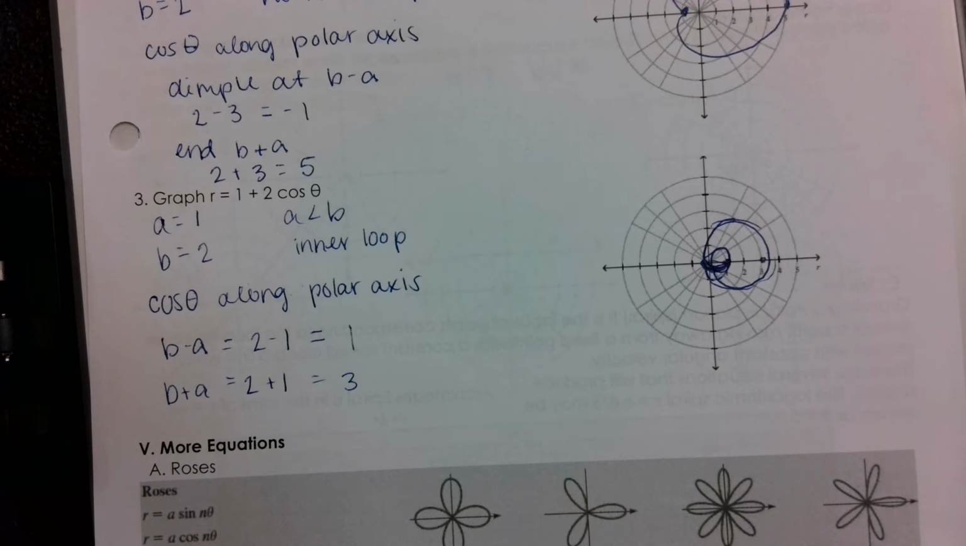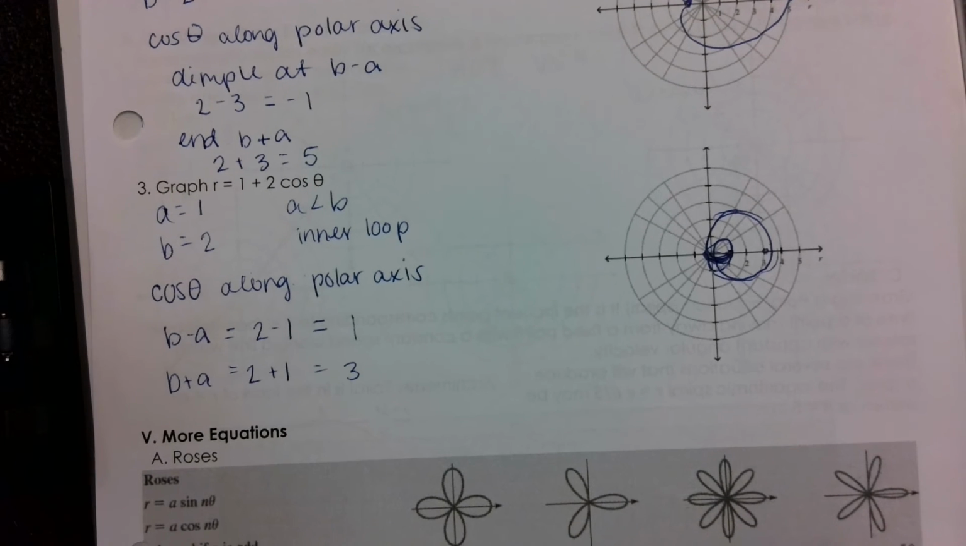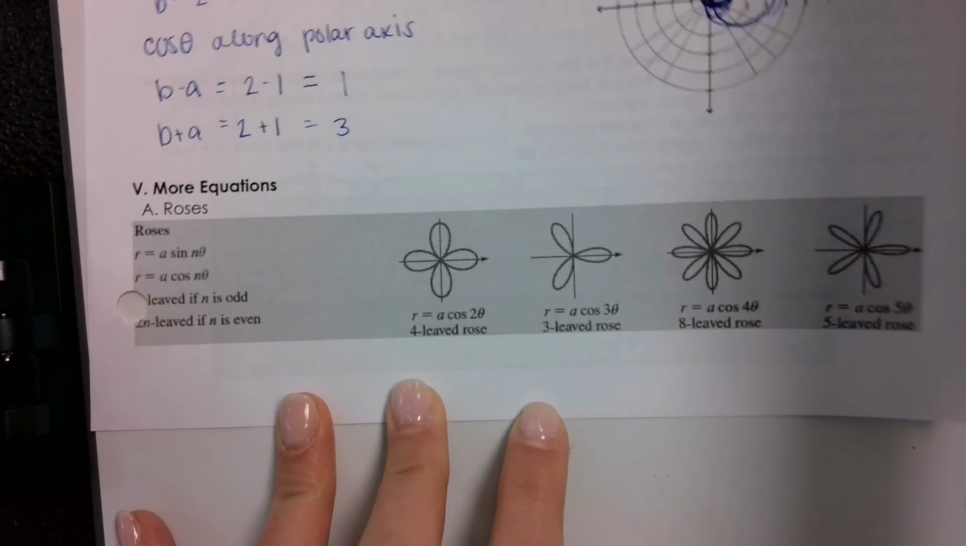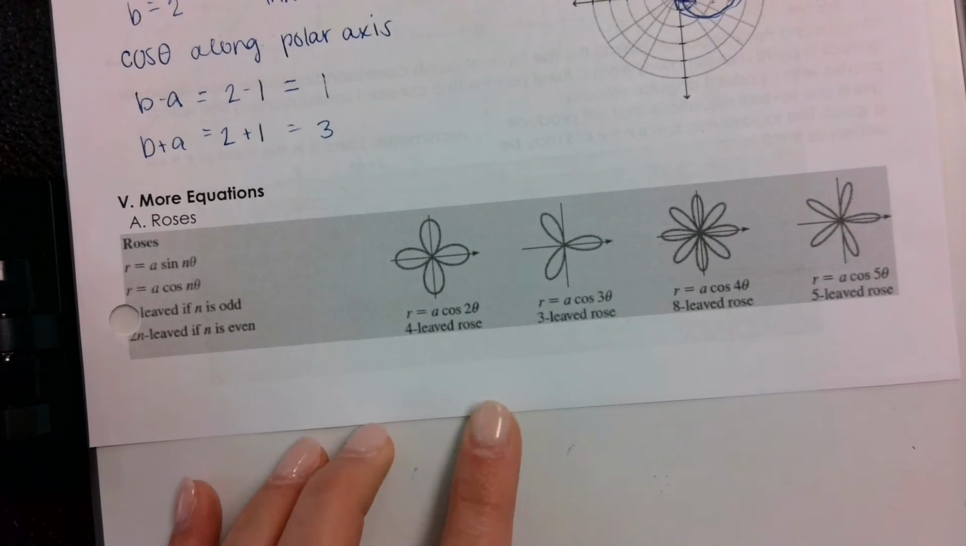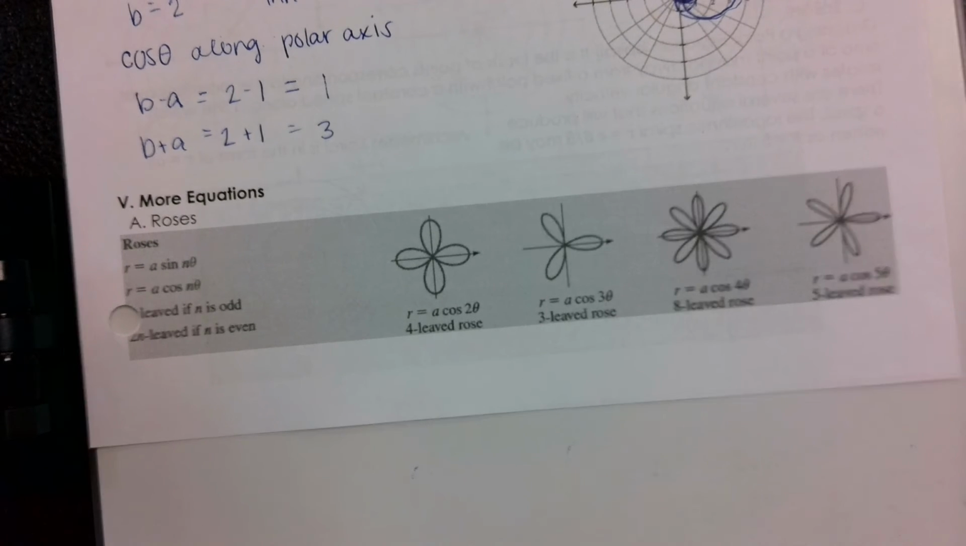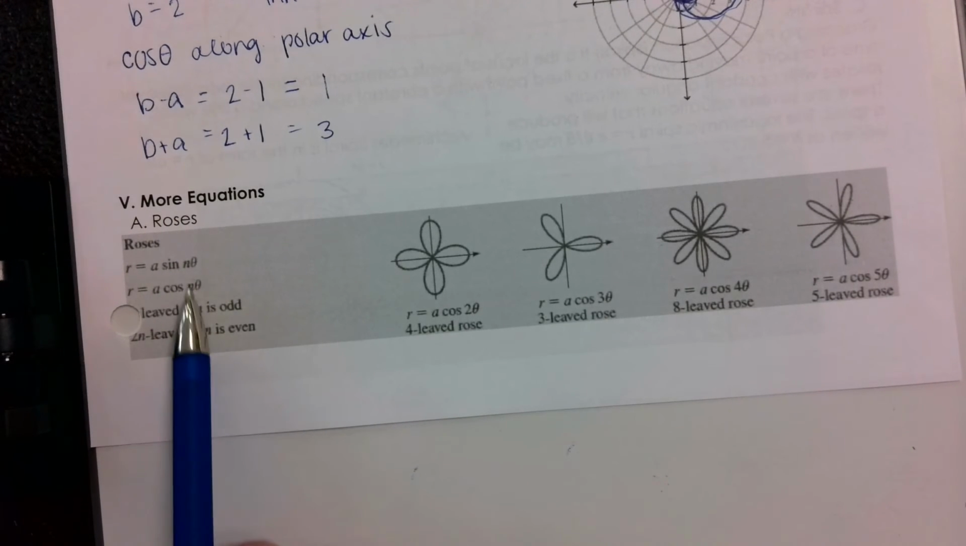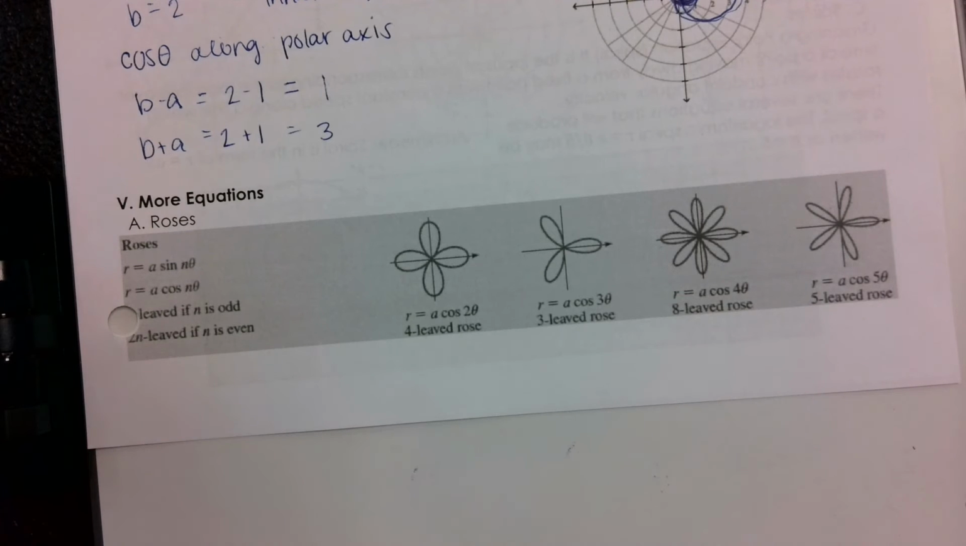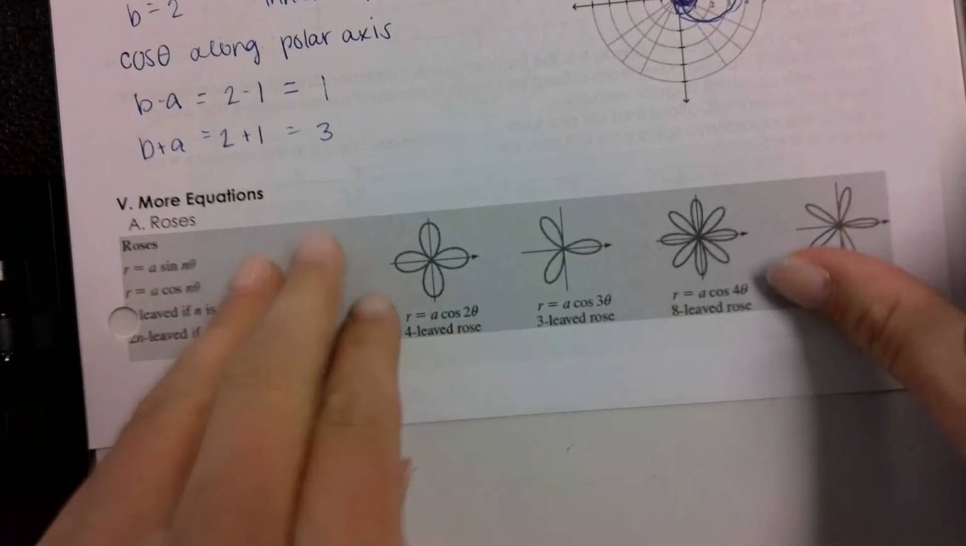So there's 2 more kinds that we're going to talk about. The next one is roses. These are the cutest, I think. That's just when you have sine of something or cosine of something. The big thing on these is how many petals they have. If your number in front of theta is odd, that's how many petals you have. If that number in front of theta is even, then you're going to have twice that many petals. That's basically all you have to remember for these. And then the number in front, your A value, tells you how far out they go. So it's like your radius again.